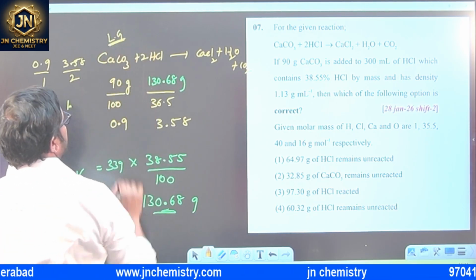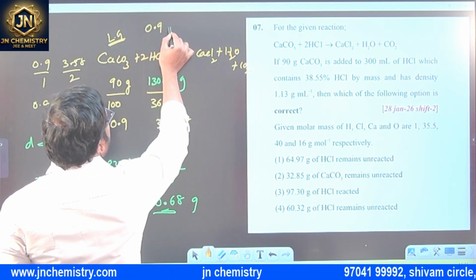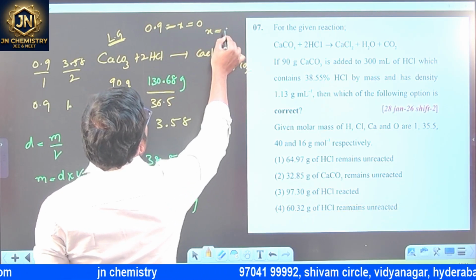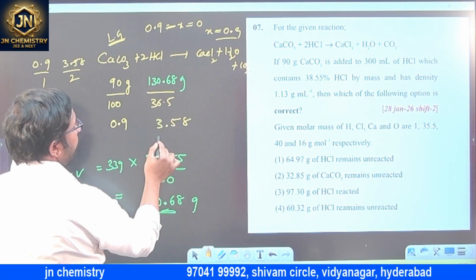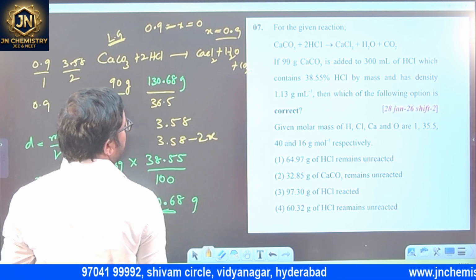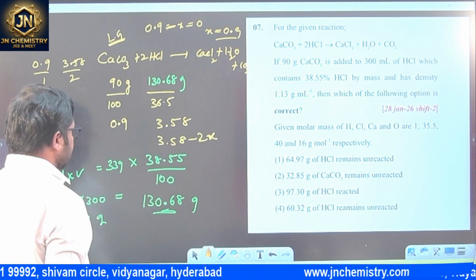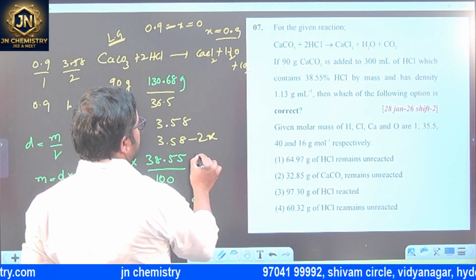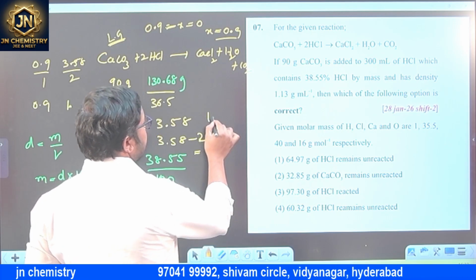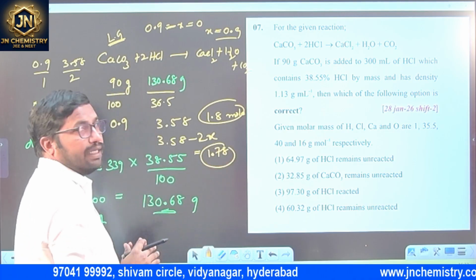This is the limiting reagent. Limiting reagent means 0.9 minus x equals 0, so x is equal to 0.9. For HCl, 3.58 minus 2x, where x is 0.9, so 2x is 1.8. If you subtract, 1.78 is remaining, and 1.8 moles is consumed. This is the data which we are getting.